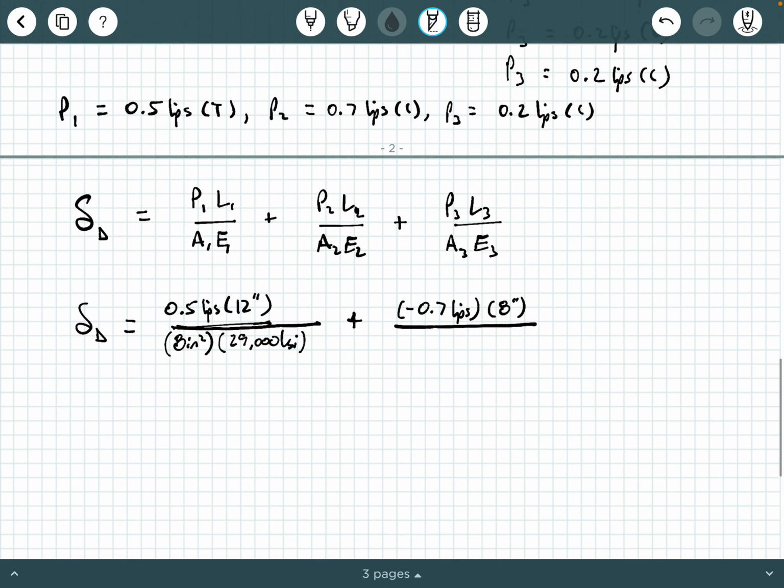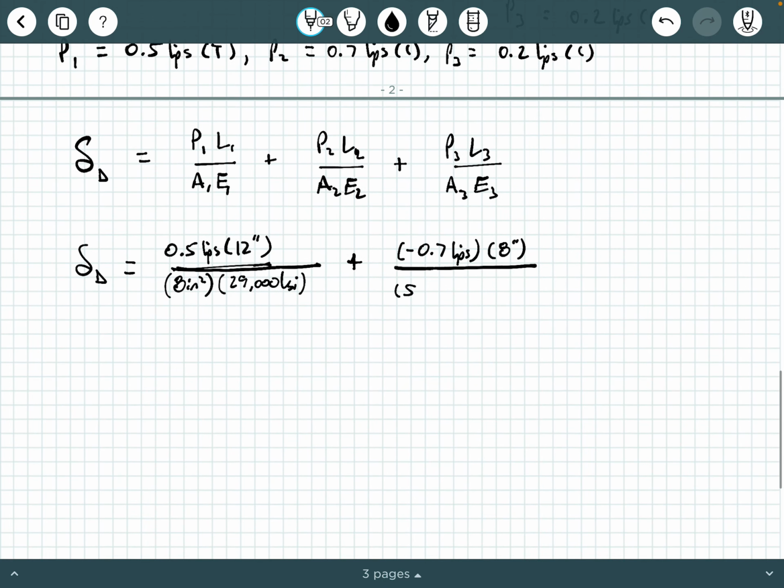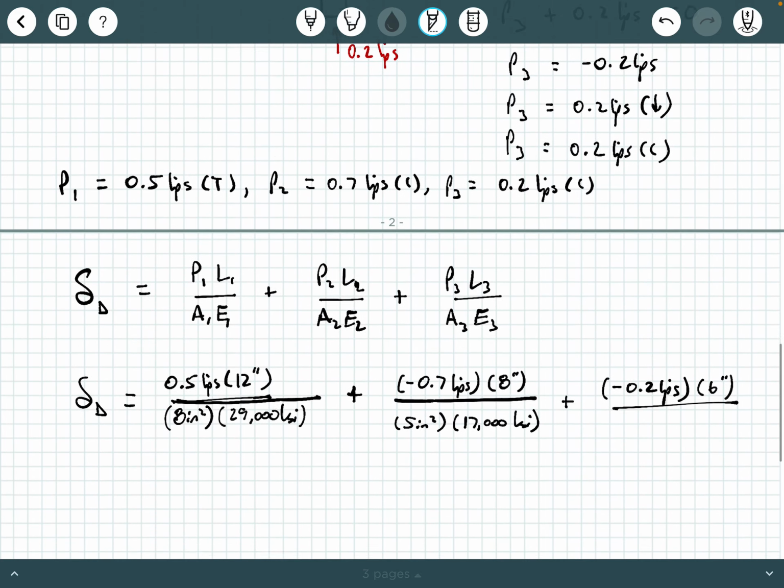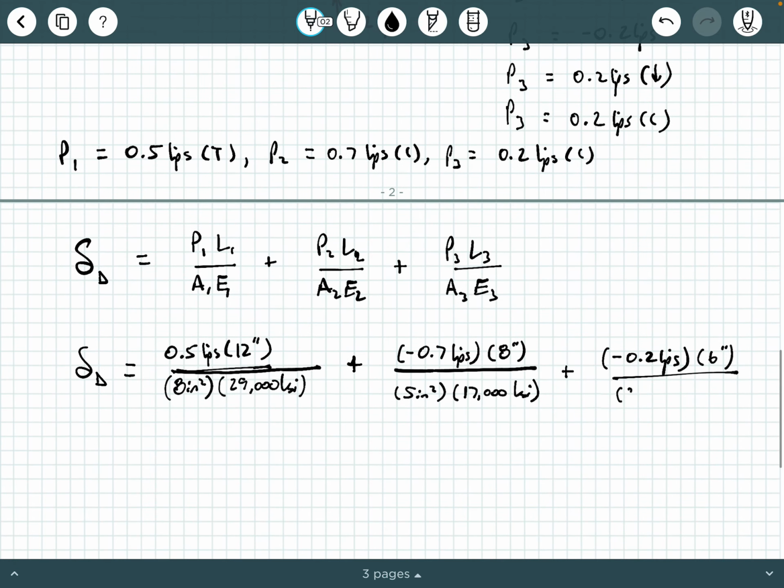So scroll back down here, 5 square inches, 17,000 KSI, and then plus minus 0.2 kips, again a compressive load, times 6 inches divided by A3 E3. That's 2 square inches and 10,000 KSI.